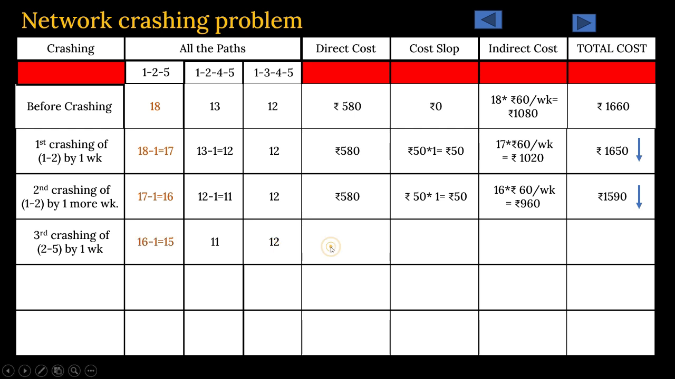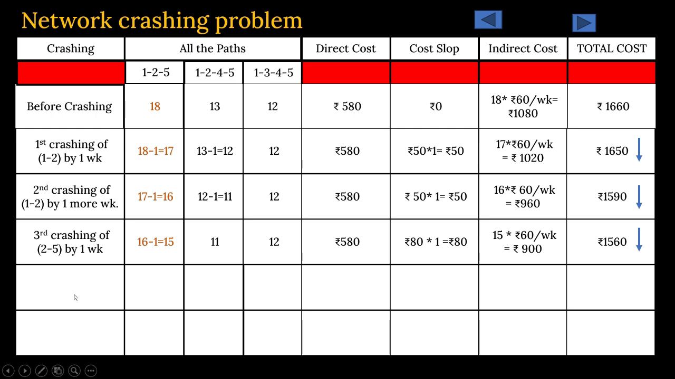What will be the cost calculation? As usual, now you know, direct cost is 580, was given. Here the crashing cost or cost slope is 80 rupees. 1 week we have crashed. So 80 multiplied by 1, 80 rupees involved extra. Your indirect cost is, now it is 15 days duration, 60 rupees is the cost involved in that per week. Total is 900 rupees. And total, if you calculate, you'll get 1560. So it is again getting reduced.